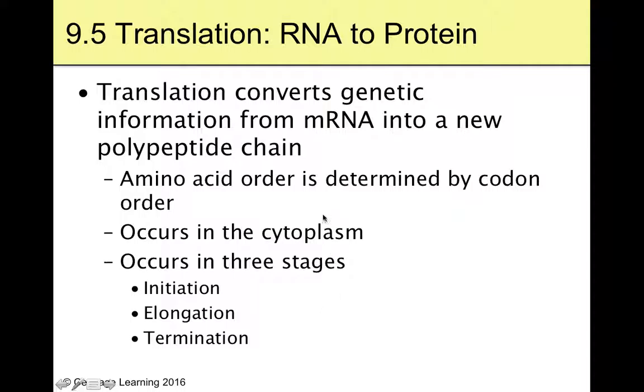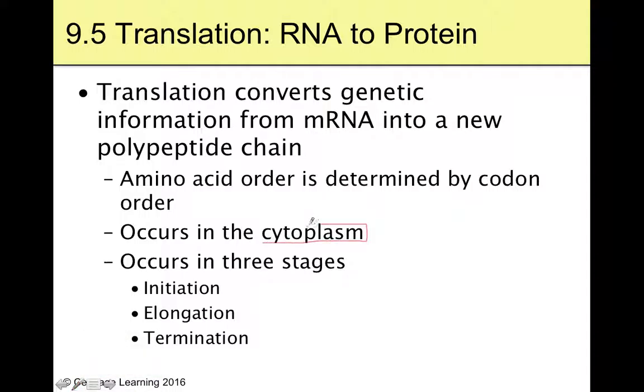So translation converts genetic information from our mRNA into a new polypeptide, so our new protein. The amino acid order is determined by the codon order, right? So hopefully you're getting this kind of trend. The sequence of the DNA determines the sequence of the RNA, which determines the codons, and the codons determine the amino acids.